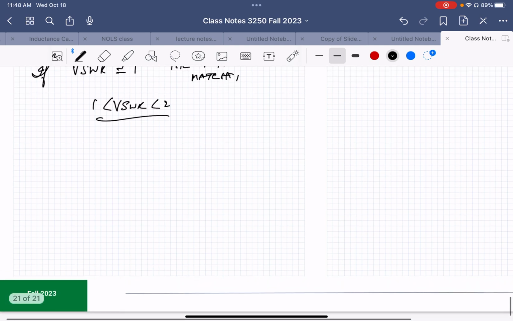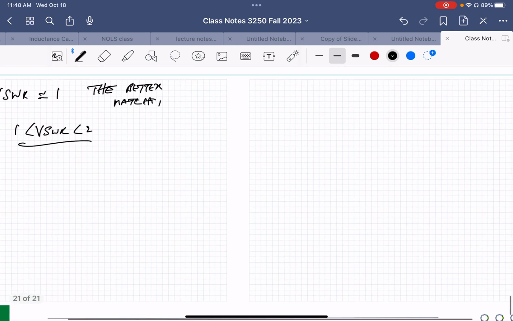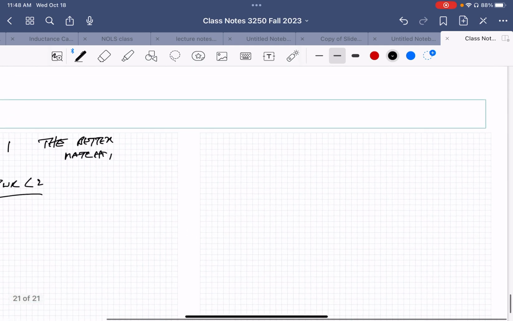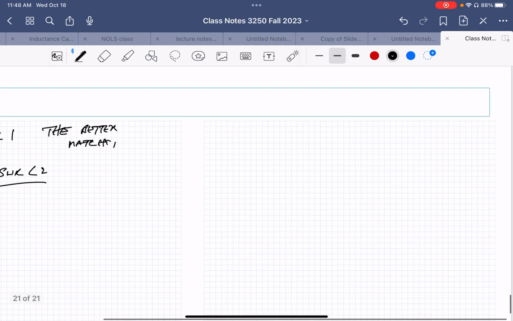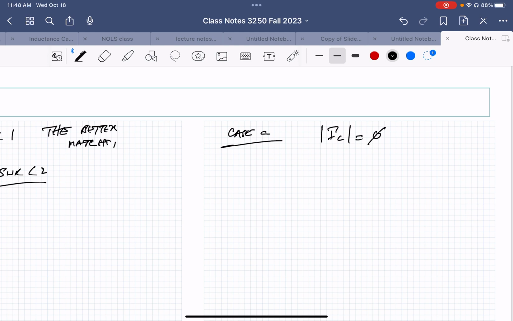Okay, so let's look at a few examples of what you would actually see. Let's say you're measuring this. So look at a case, case A. Let's say you have a case where the reflection coefficient absolute value is zero, and that means that Z sub L is equal to Z zero.